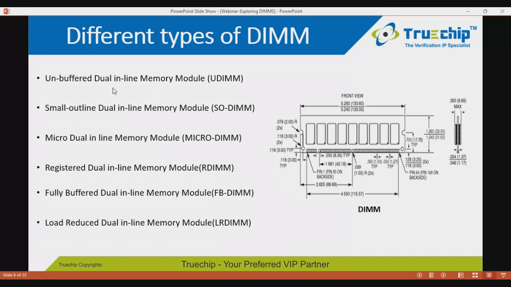DIMMs are available in many forms. Some of the DIMMs are as follows: UDIMM, that is unbuffered dual inline memory module; SO-DIMM, small outline dual inline memory module; Micro-DIMM, micro dual inline memory module; RDIMM, registered dual inline memory module; FBDIMM, fully buffered dual inline memory module; and finally the LRDIMM, that is load reduced dual inline memory module.